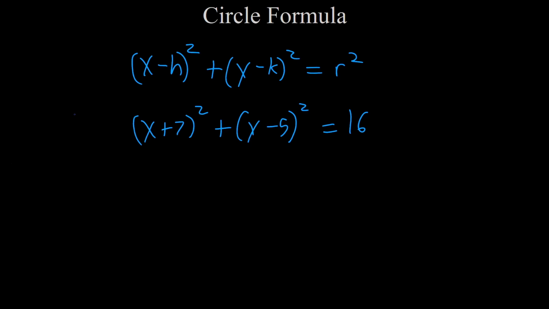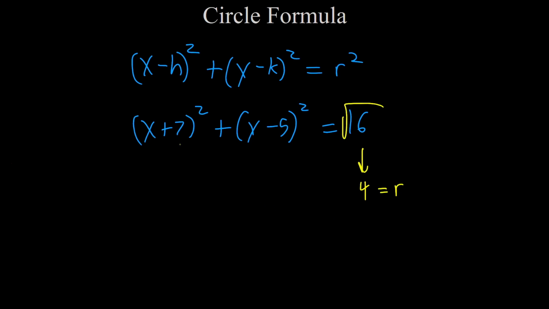Well, the radius is very straightforward. The radius would be the square root of our constant on this side. So we would square root the 16 to turn it into 4. And that is the value for our radius.